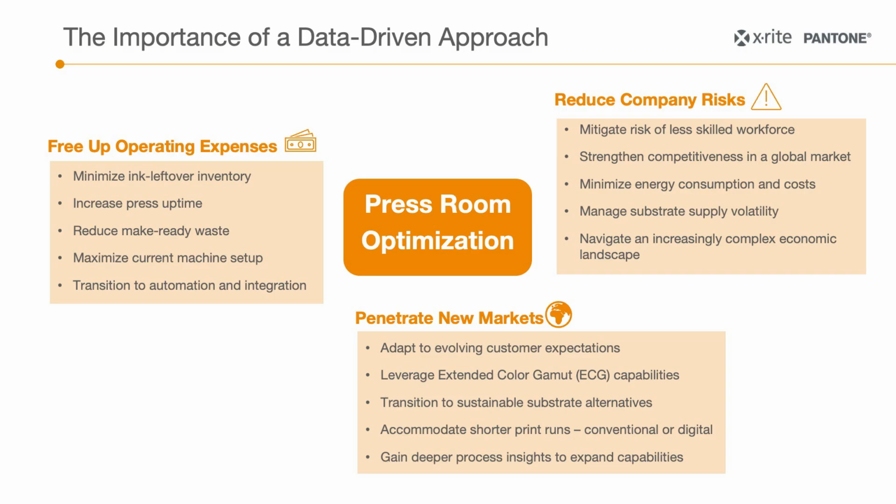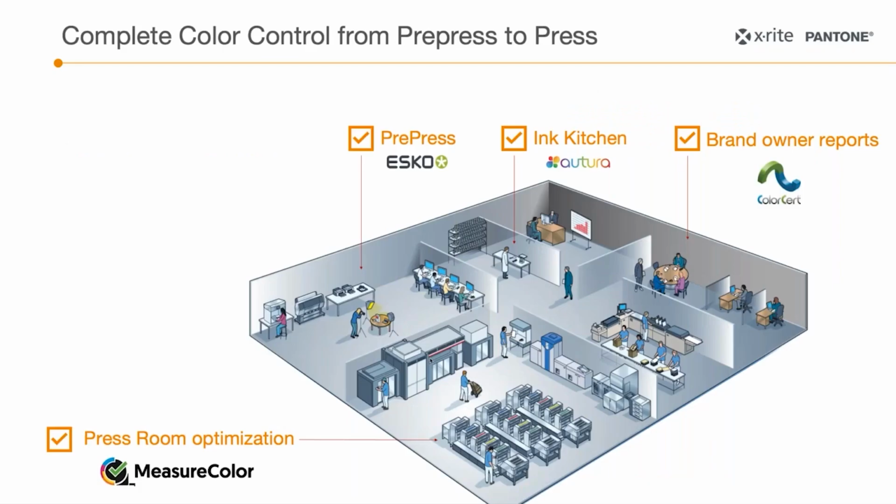Understanding your print process and optimizing your press room will help you to overcome these three challenges. At the end of last year, X-Rite acquired MeasureColor, and this puts X-Rite now in a position to really be there, controlling your color, optimizing your process, starting from pre-press all the way down to the printing room and the press room. With our partners ESCO, with new technologies like Otura, communicating with brand owners via the ColorSort technology, and then now in the press room.